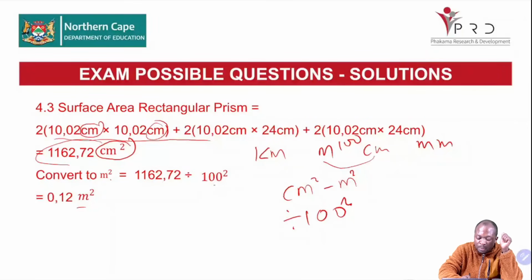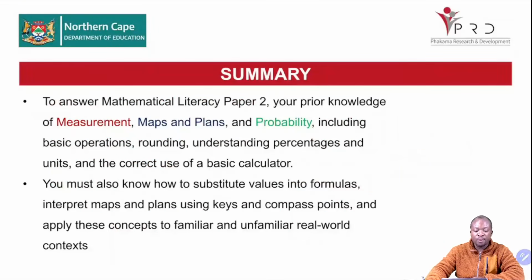That's why you see me having 1162.7 to divide by what? 100 squared, not just 100, because we have got squared now. Can you see the unit there? So our answer becomes 0.12. That is how you respond to that question.